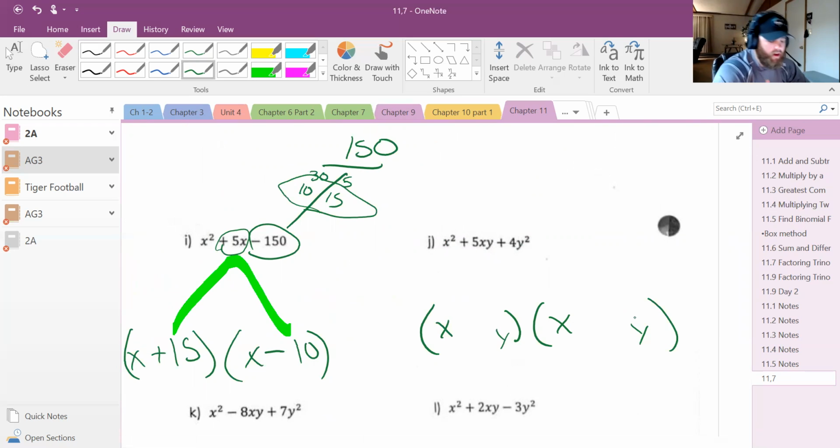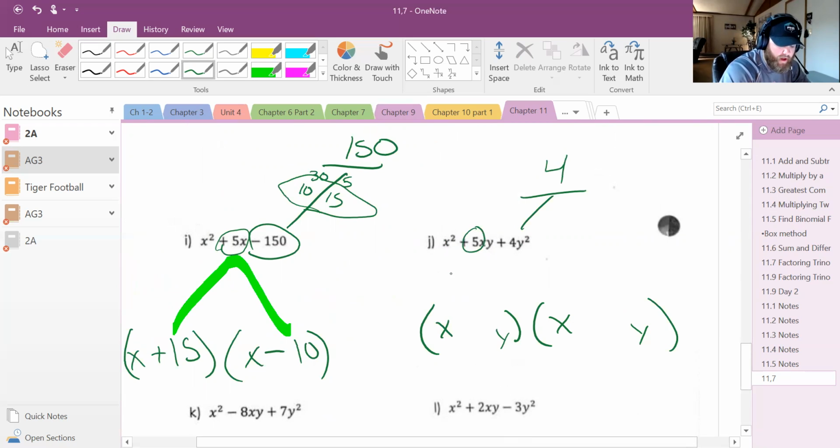Okay, so now I want to look for factors of 4 that can get me to positive 5. Guess what? These both are positive. So we have 2 and 2. We have 1 and 4. So I know I'm going to plus. Guess what? It's going to be 1 and 4 because what's 2 plus 2? It's only 4. I need to get to 5. So I'm going to positive 1y and plus 4y. Now when we FOIL, we get our original polynomial.